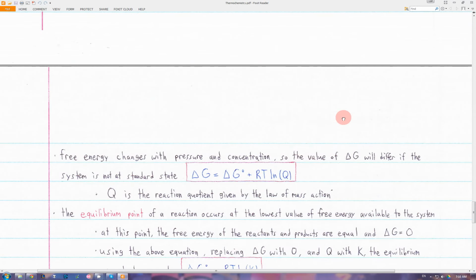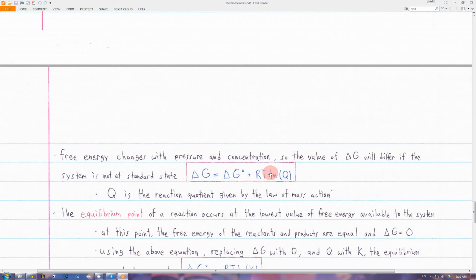So if you've noticed, most of the times we've written delta S and delta G so far, they've had that degree symbol, which remember means everything is at standard state. Well, what happens if it's not at standard state? Free energy changes with pressure and concentration. So if the reactants and products are not at standard state, which means they're not at 1 atm and 1 molarity, the value of delta G will be different.